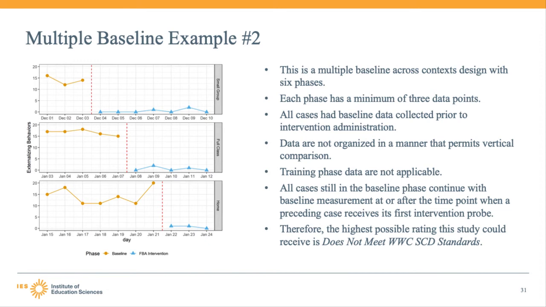In this example, data cannot be vertically compared across cases, because the x-axis in the graph clearly indicates that data collection occurred at different times for each of these cases. Thus, even though this multiple baseline design meets the 3 demonstrations criterion, because it includes 6 phases with at least 3 data points per phase, the highest possible rating this study could receive would be does not meet WWC SCD standards, given that the data were not organized in such a way as to permit vertical comparisons across cases.